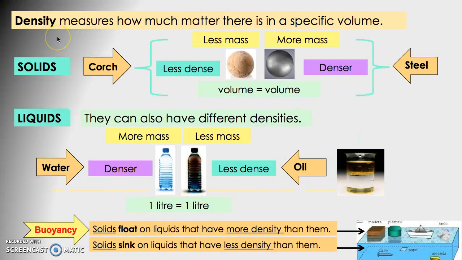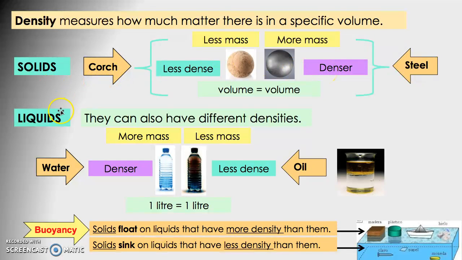Let's talk about density now. Density is another property of materials. It's a general property of materials. Density measures how much matter there is in a specific volume. For example, in solids, we can have a ball of quartz and a ball of steel. If we compare them, we will see that they've got the same volume, but the ball of quartz has got less mass than the ball of steel. That means that the ball of steel is denser.